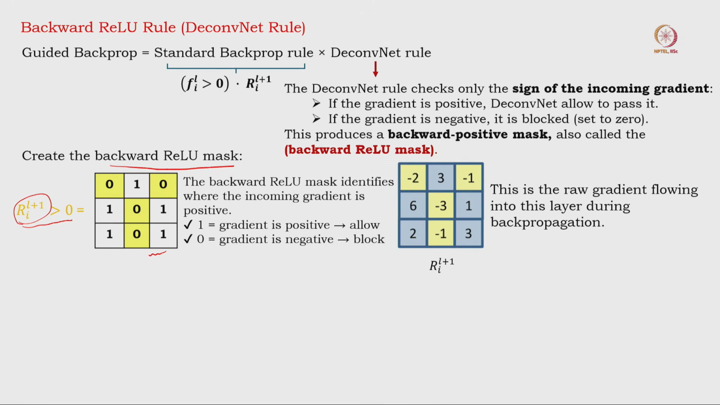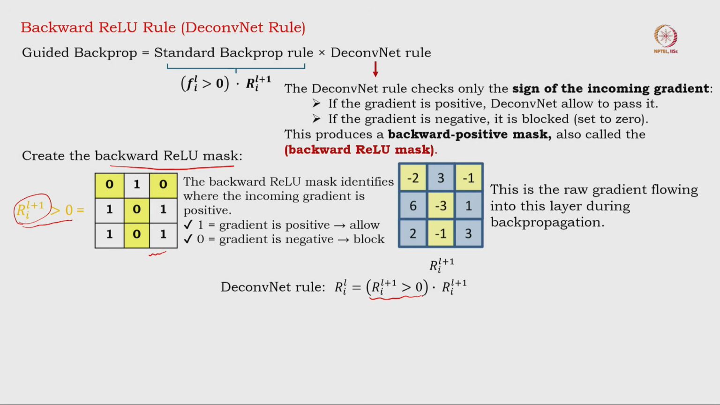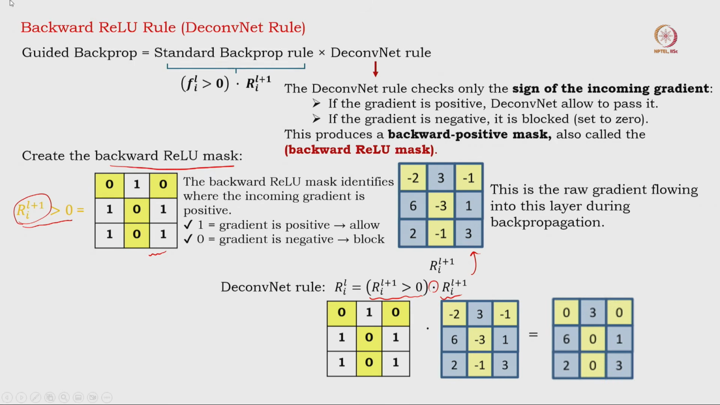Now, this backward ReLU mask is applied on this gradient. This notation is the backward ReLU mask, and this is the gradient, and this is element-wise multiplication. So now we are taking the backward ReLU mask and the gradients, and then doing an element-wise multiplication. When we do an element-wise multiplication, we obtain this particular matrix.